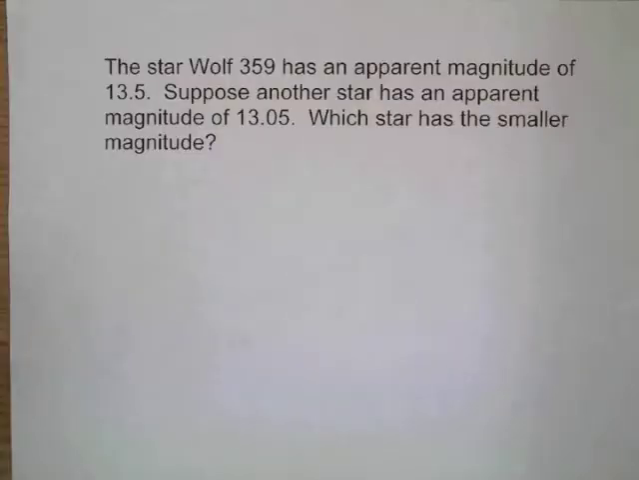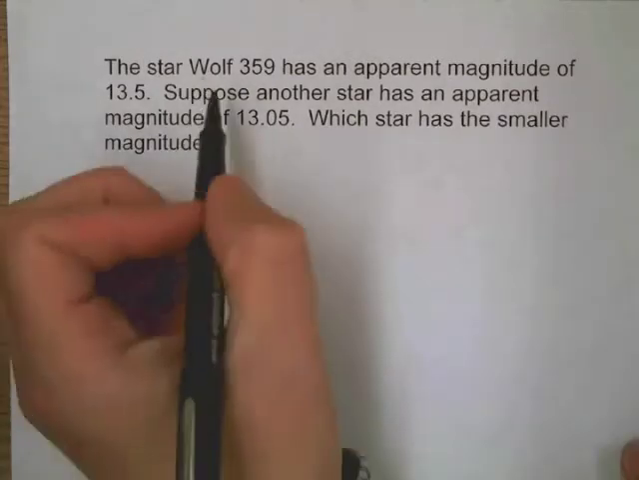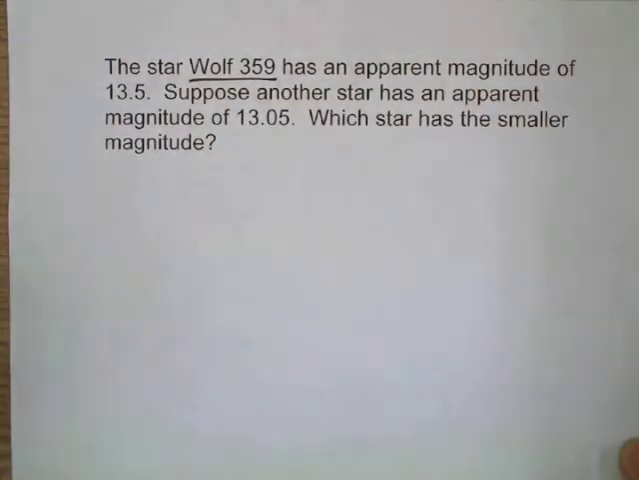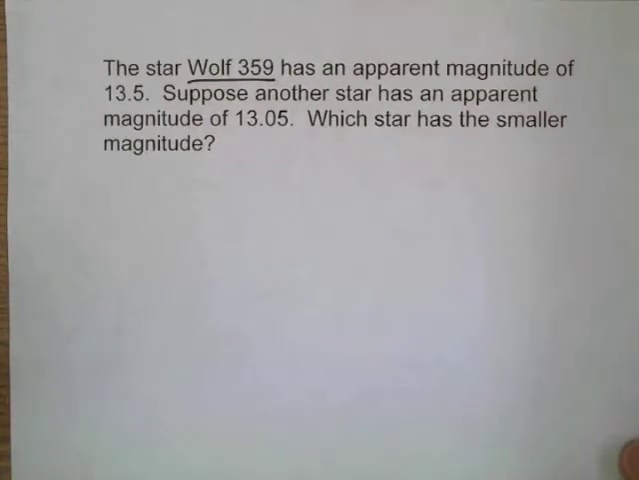Lesson 3-1, Example 2. Our objective here is learning to write, compare, and order decimals using place value and number lines. So let's take a look at this problem. The star, Wolf 359, that's the full name of the star, has an apparent magnitude of 13 5/10. Suppose another star has an apparent magnitude of 13 5/100. Which star has the smaller magnitude?